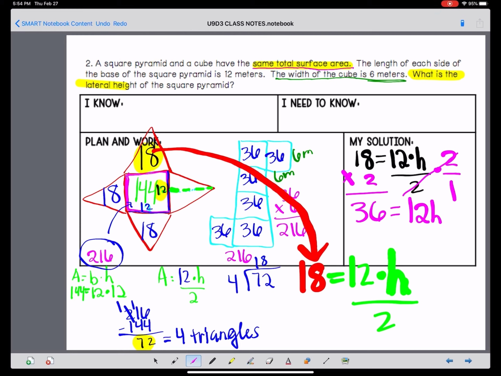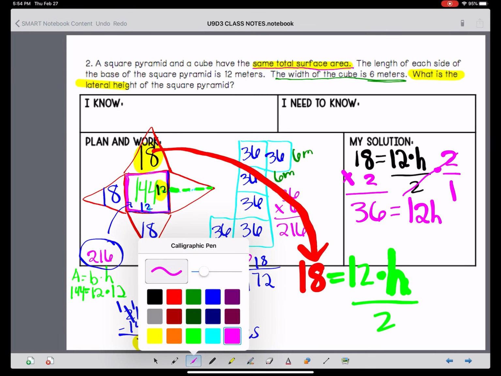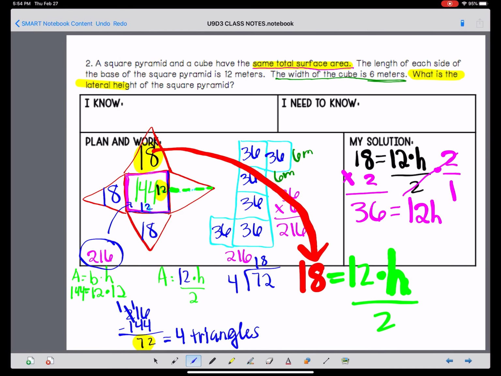Okay, this is looking pretty good, but we still have to get H all by itself. So let's do the opposite of multiply by H. You'll see right here 12 and H are being multiplied. The opposite of multiply is divide. So let's divide by 12 on both sides.